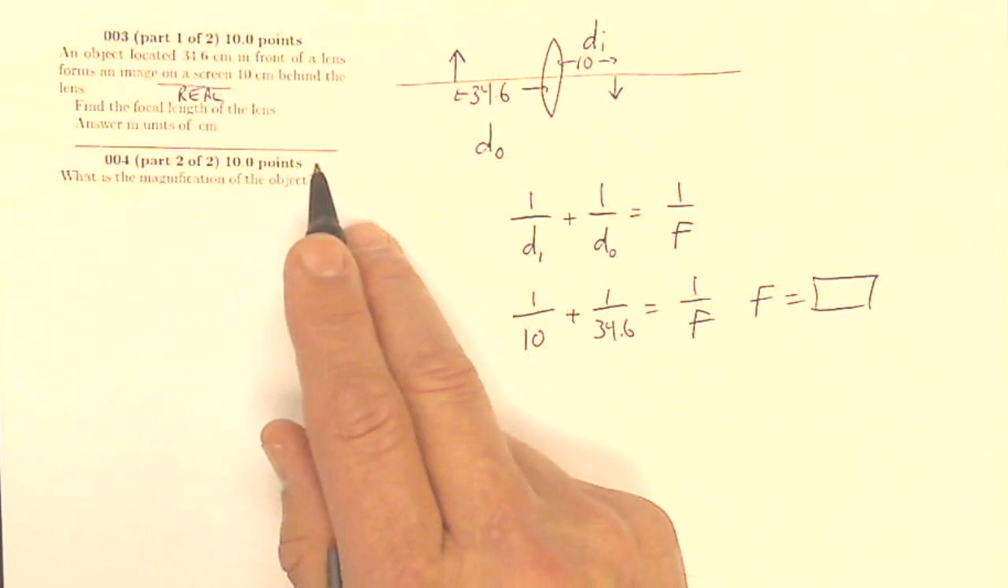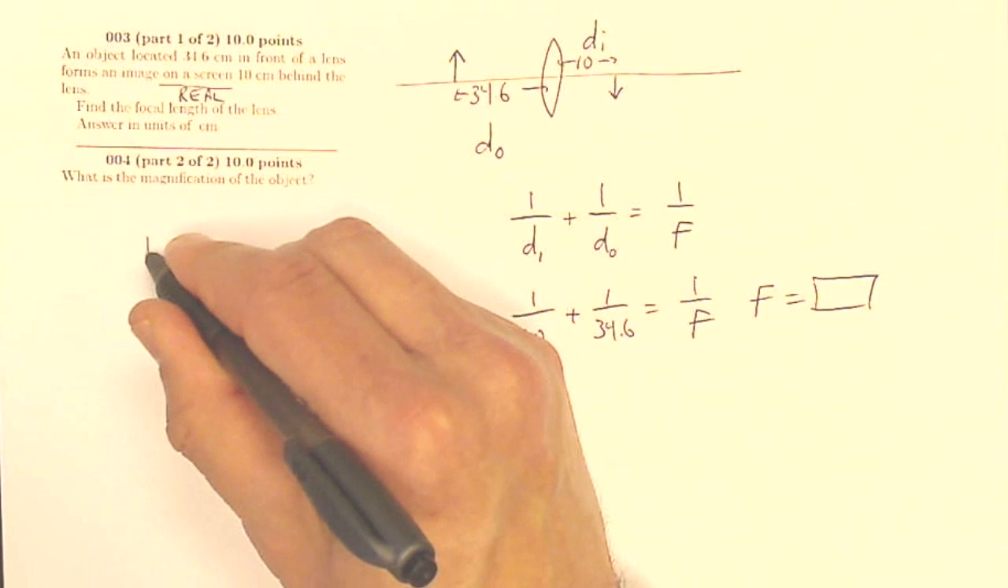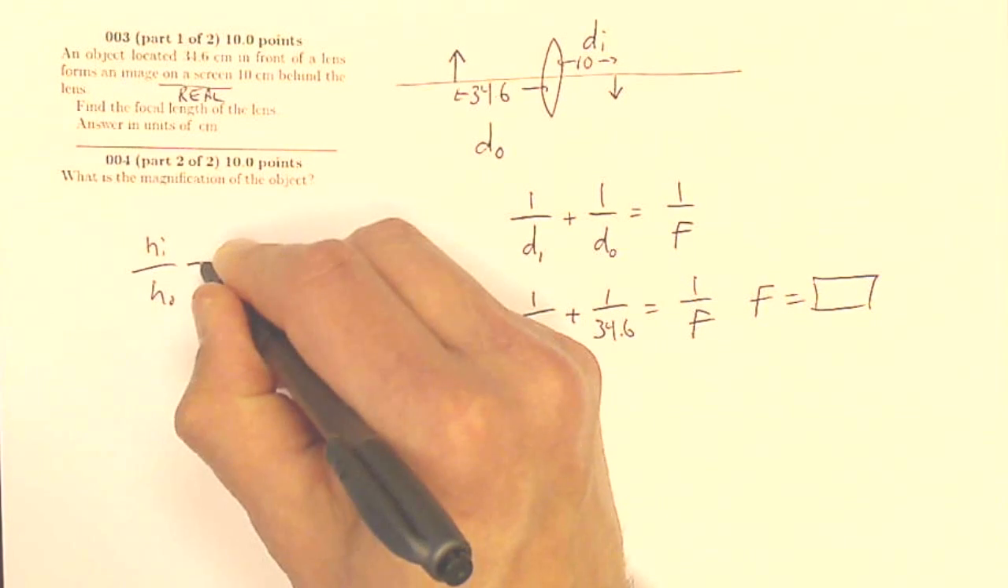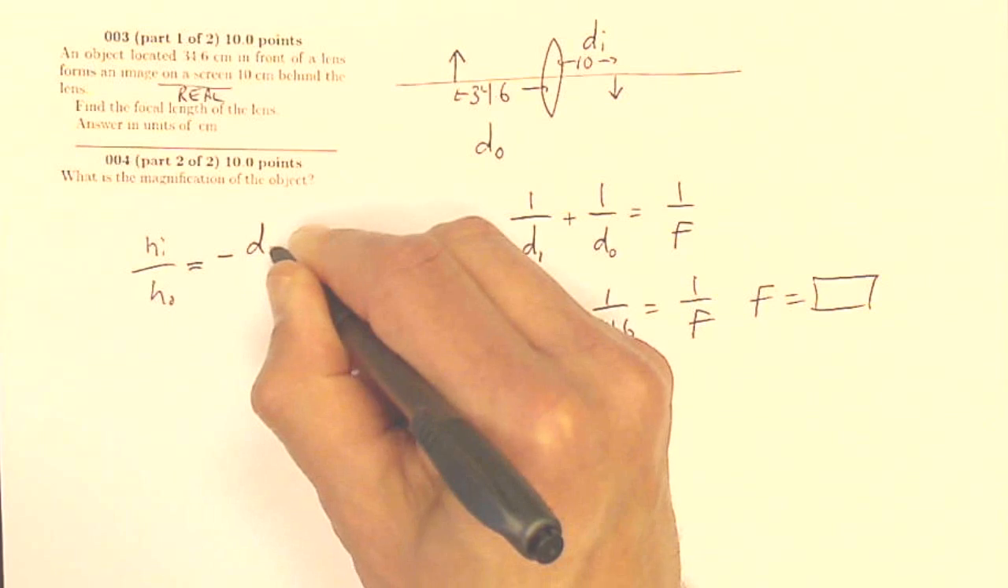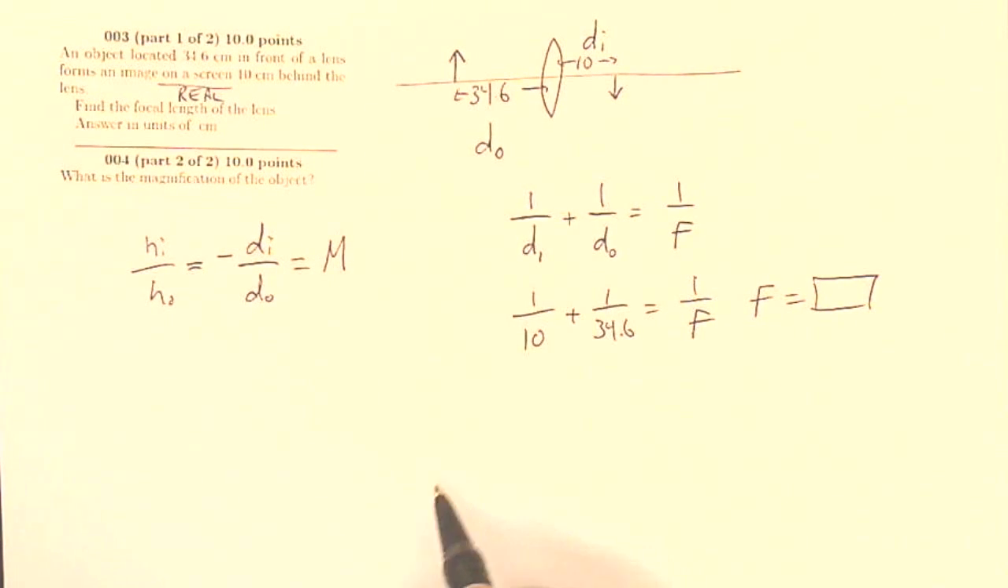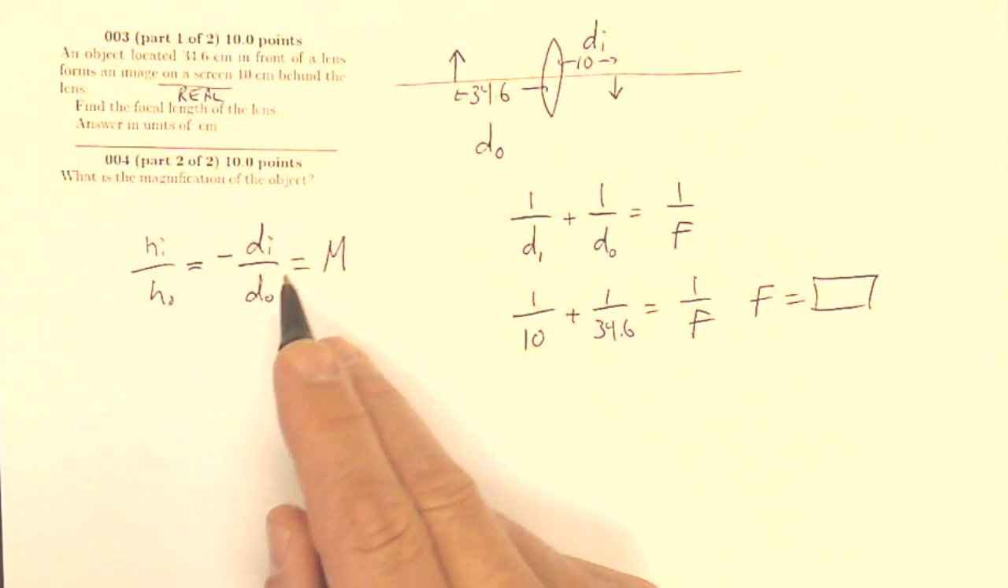Well, I know that my height of the image over height of the object equals negative the distance to the image over the distance to the object equals my magnification. So hi over ho equals negative di over do equals m.